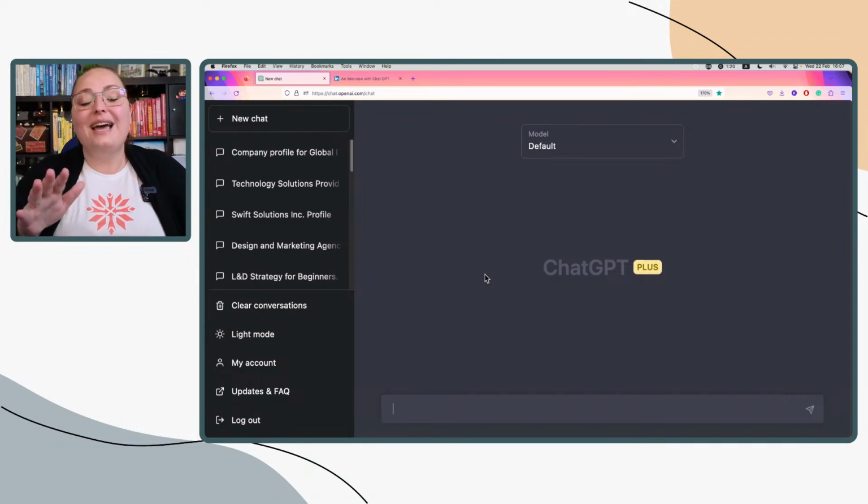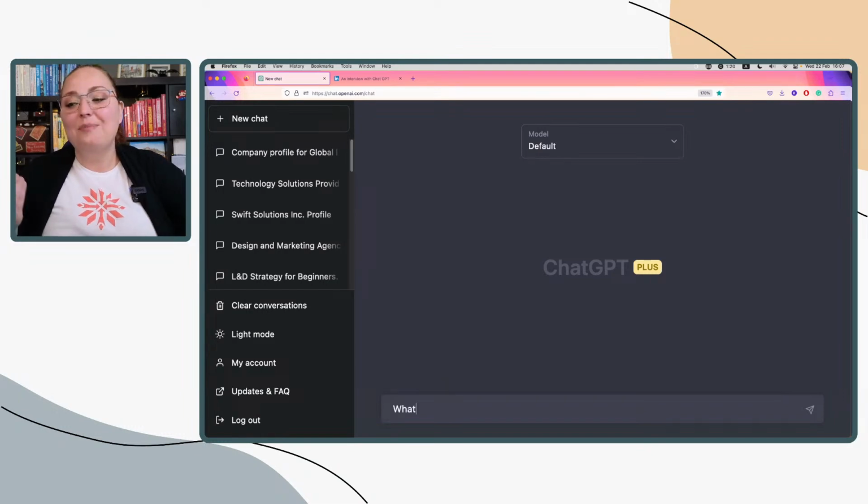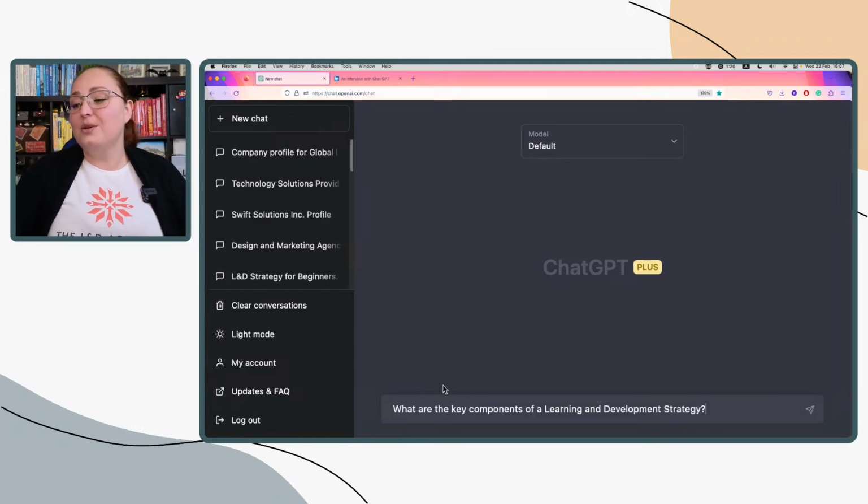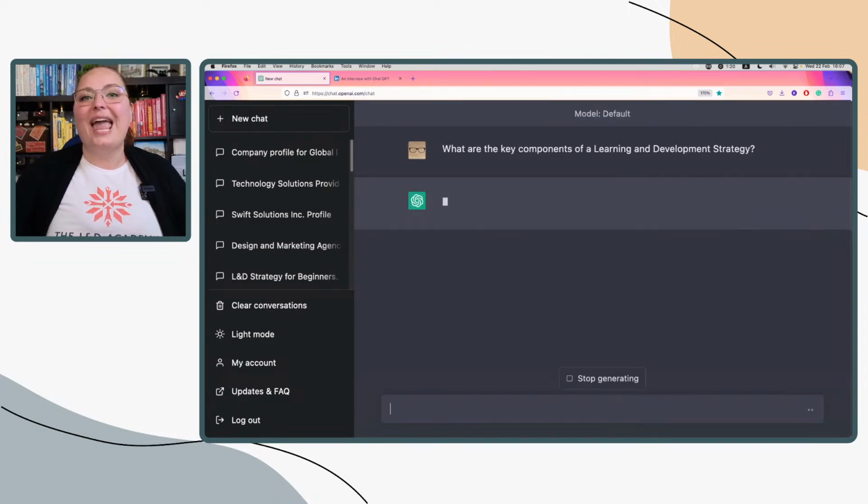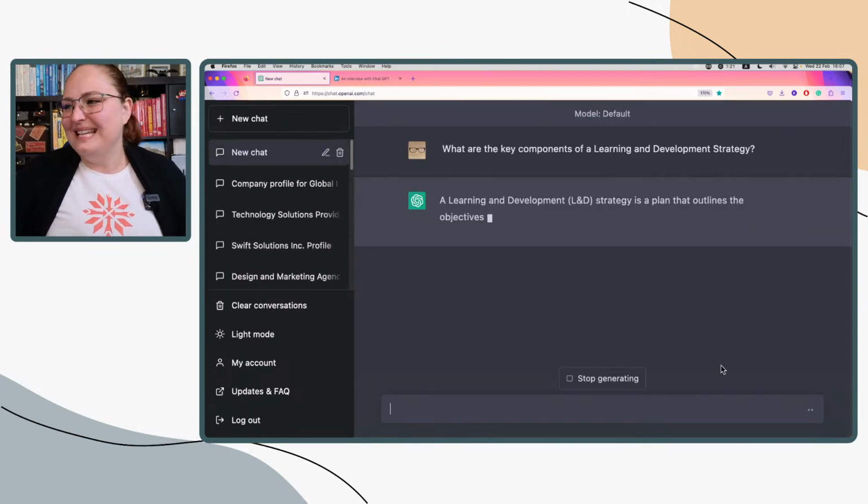Now, I told you that I wanted to play around with it and understand how ChatGPT thinks, and combine it with this topic of creating a learning and development strategy. So one of the questions that I want to ask ChatGPT is, what exactly are the key components of a strategy? In other words, what do we need to pay attention to? And I have prepared this prompt for us. So what are the key components of a learning and development strategy? Let's press enter and see what ChatGPT tells us.